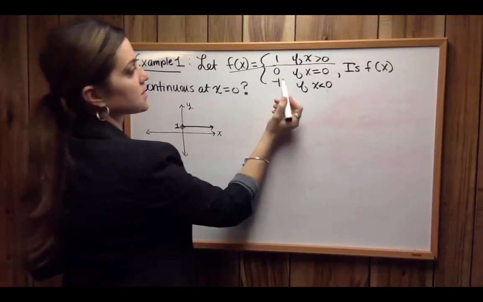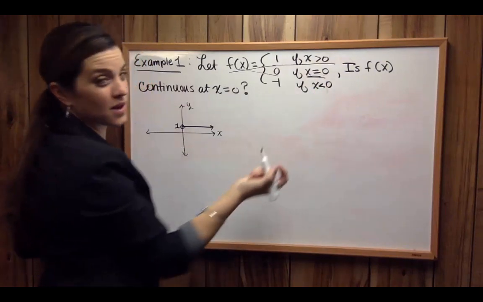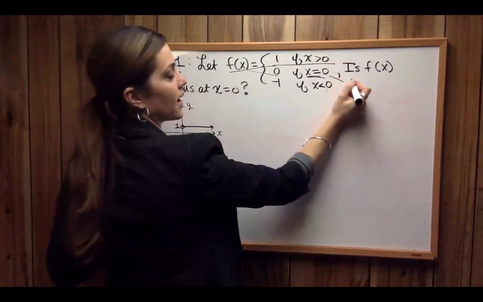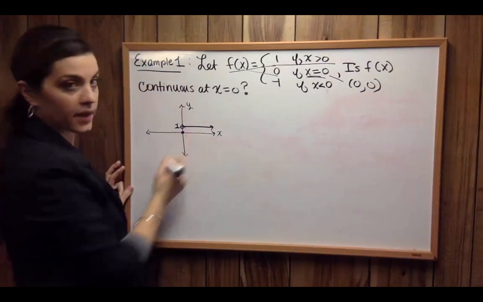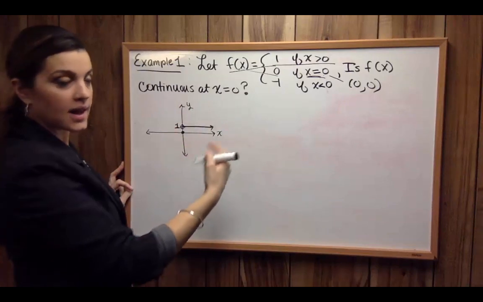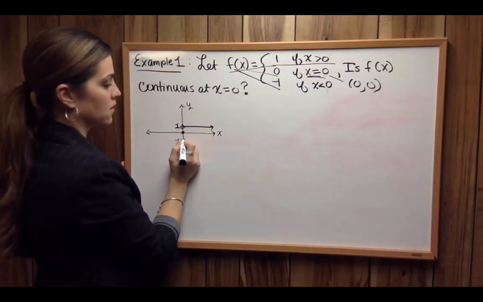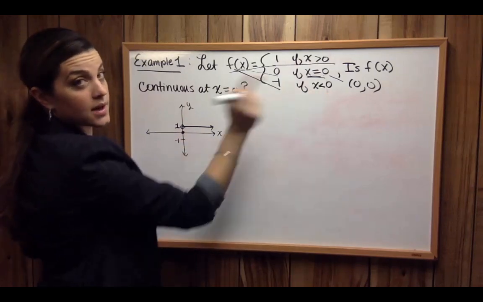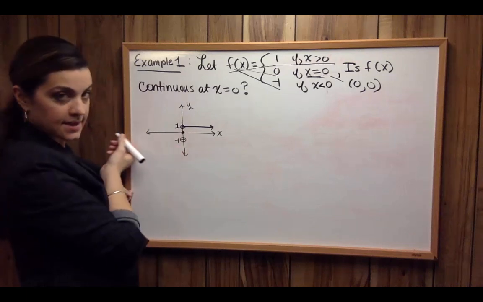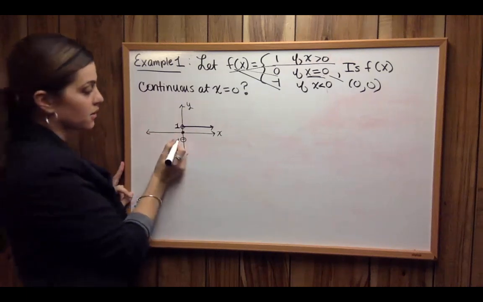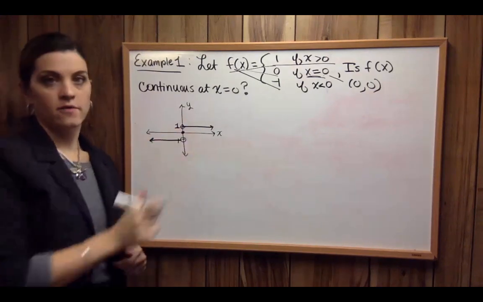Now the second piece says f of x will be 0 when x is 0 and just 0. So that's just a point, the point x is 0, y is 0. So we put the point there. And for the last piece of the piecewise function, f of x is equal to negative 1 when x is less than 0, not less than or equal to, just less than. So you put an open circle at 0, and for all the x values less than 0, the function is negative 1. So now this is the graph of f of x.